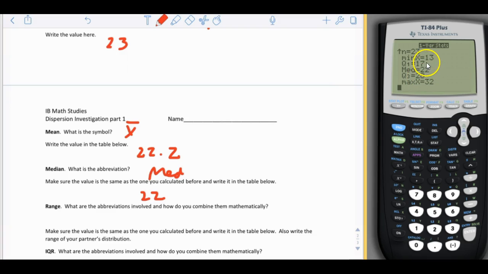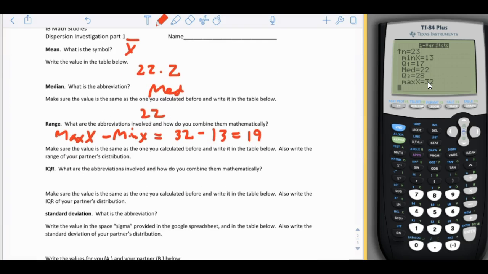Now we find the range. How do we find the range? We're going to take the max x, 32, and subtract the min x, which is 13. The calculator does not show you what the range is. It's letting you figure that out yourself. So the max value is 32. It's max x minus min x, and you combine them with subtraction. You're going to put 32 minus 13, and that's going to give you 19, right?